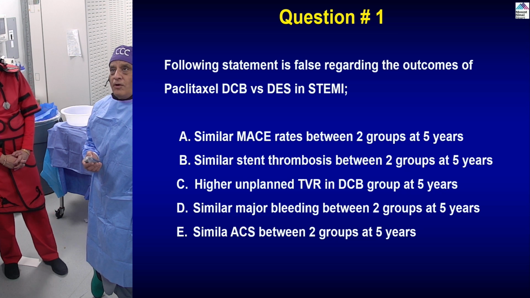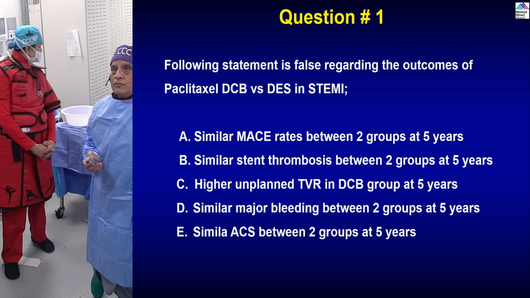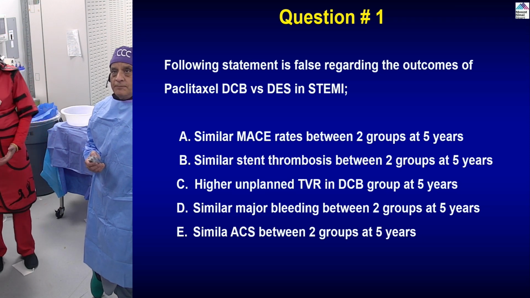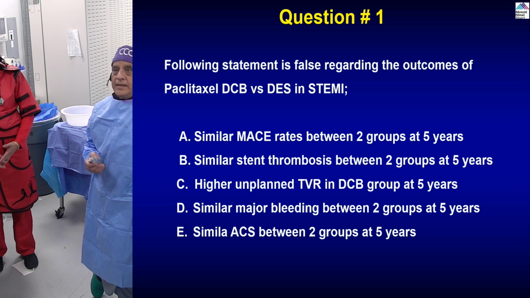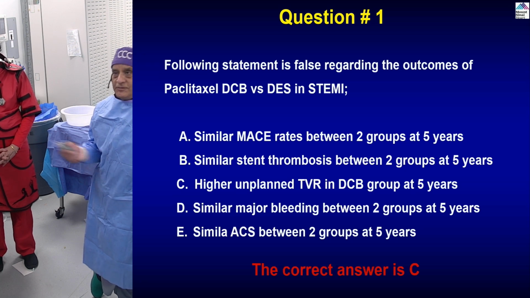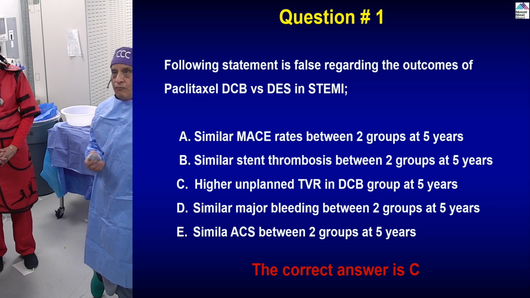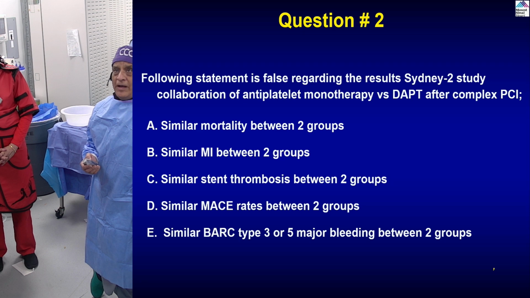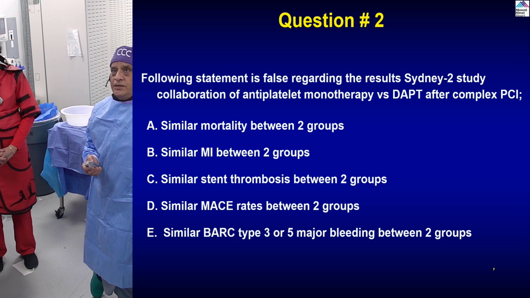The following statement is false regarding the outcome of paclitaxel drug-coated balloon versus DES in STEMI. One is a similar MACE rate, similar stent thrombosis, higher unplanned TVR, similar major bleeding between the two groups, and similar acute coronary syndrome. The answer is everything was similar, so higher unplanned TVR is false. TVR was the same.